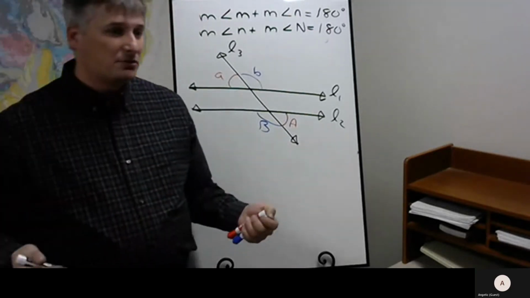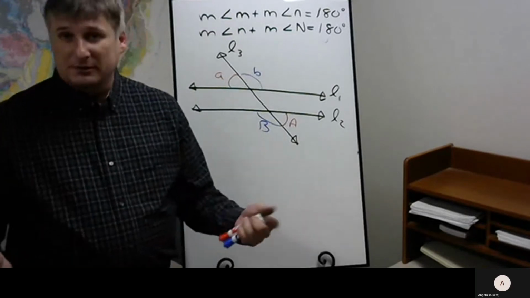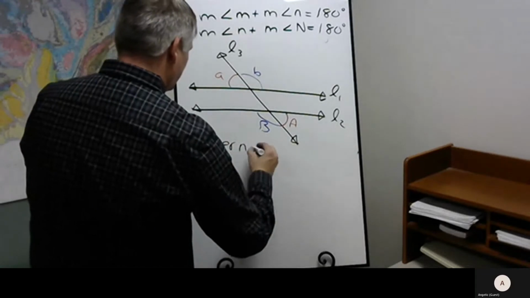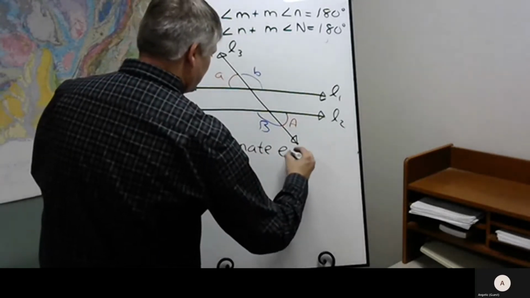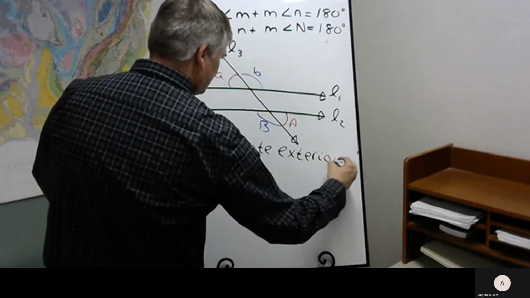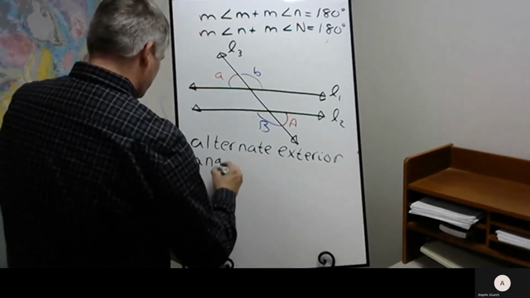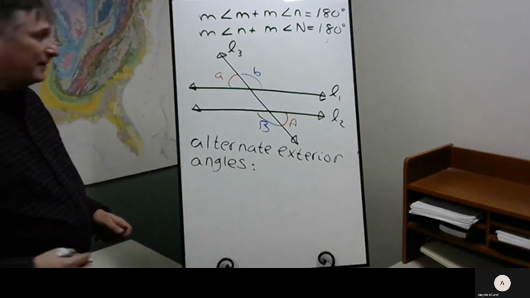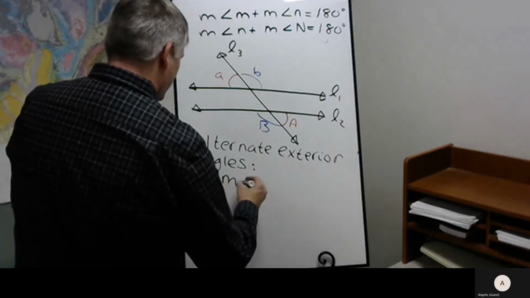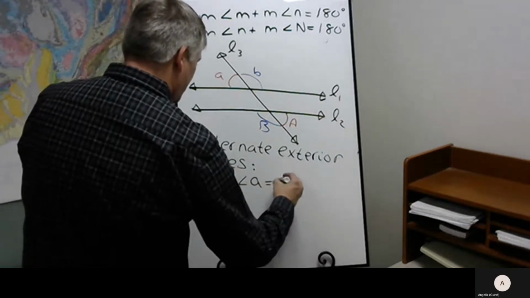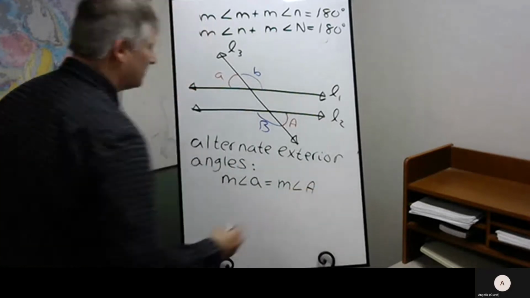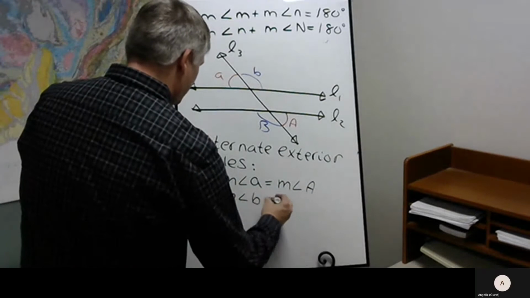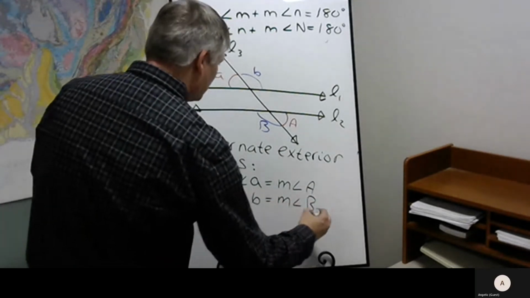So what's going to happen is something similar to alternate interior. Alternate exterior. And so what this says, the measure of little a equals the measure of big A. The measure of little b is the measure of big B.